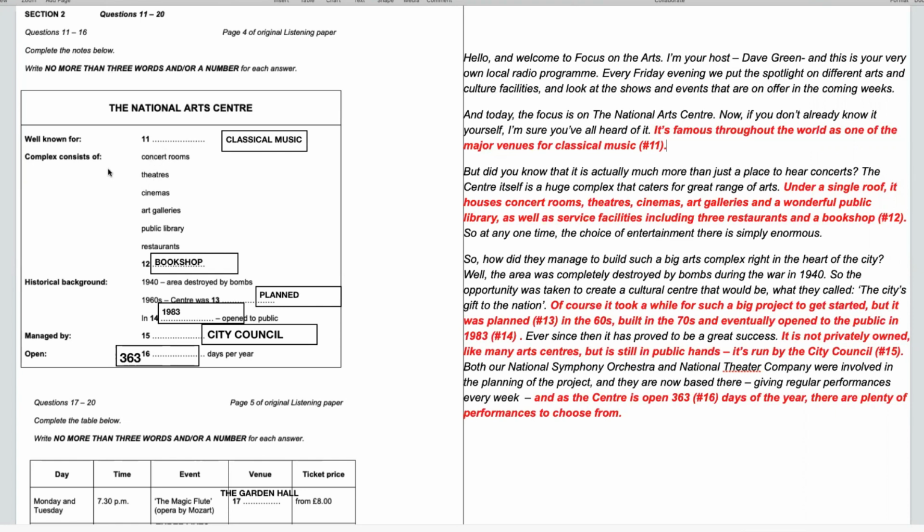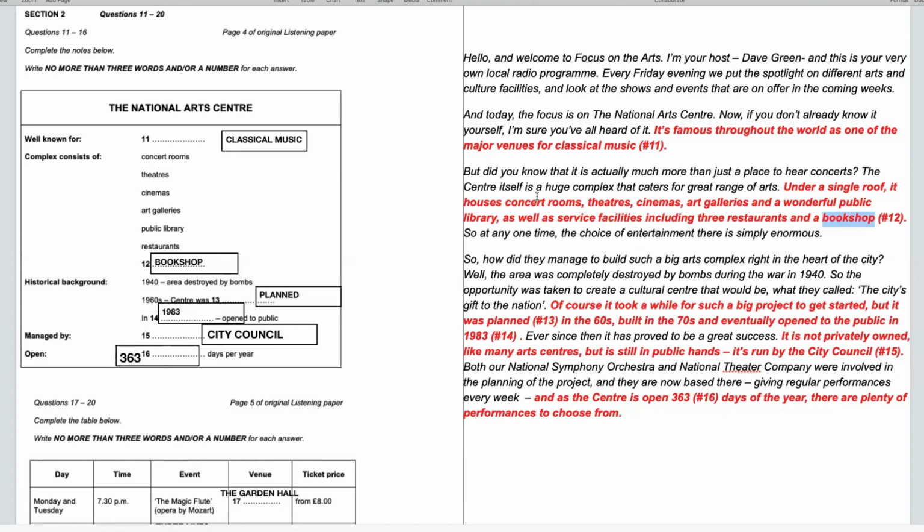Now, as going down here for what the complex consists of, you saw that I made general marks and lines to go through the list. The list definitely came in order, and the last thing that was mentioned by the speaker was a bookshop.